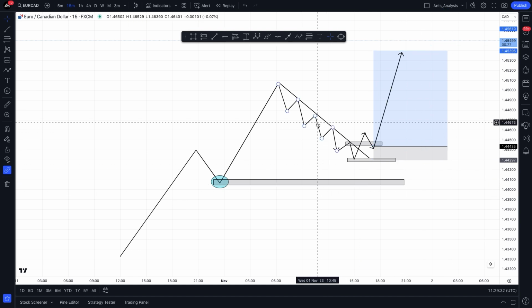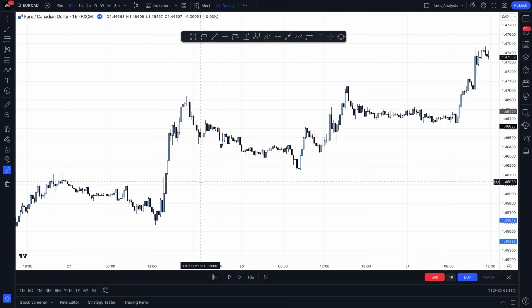But anyway, guys, that's a really simple breakdown. I'm now going to jump onto a live chart and show you a live chart example of how I would use this. Right guys, so here we are on a live chart example. This is on the euro against the Canadian dollar on a 15-minute time frame, and I'm going to be breaking down how we can look to get a better entry on an uptrending market.